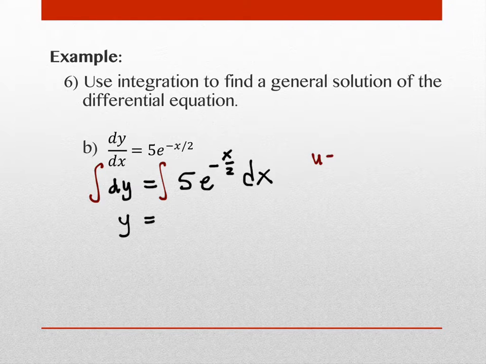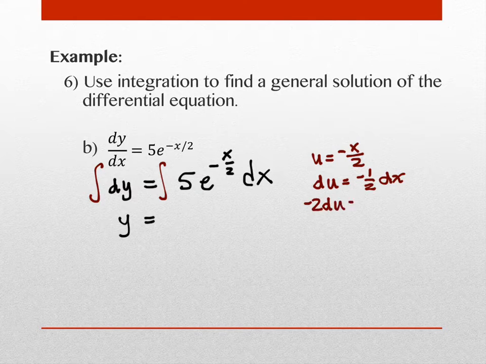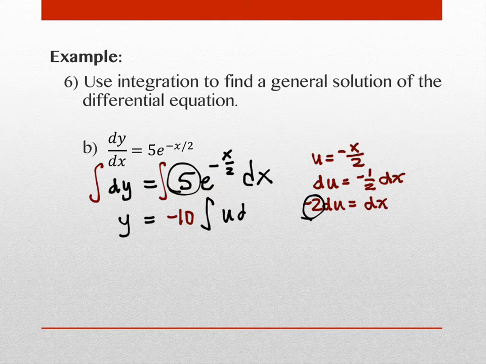What would u be? Not quite. Just the negative x over 2 part. What's the derivative of negative x over 2? Negative 1/2 dx. And I don't have a negative 1/2. I've got a 5, but we're just going to keep that tagging along for the ride. What am I going to have to do with the negative 1/2? Multiply by negative 2 to the other side. So this is negative 2 du equals dx. So this negative 2 and this 5 are going to give me negative 10. And then I have the integral of e to the u du.